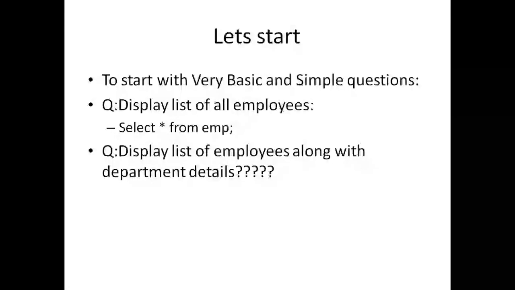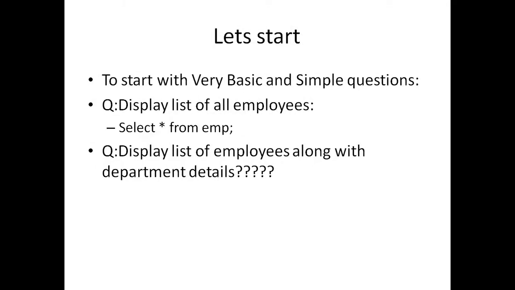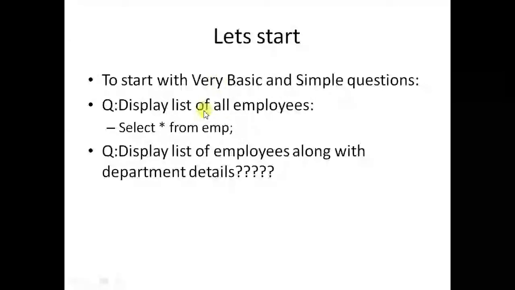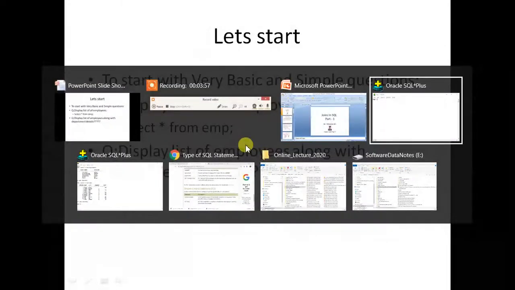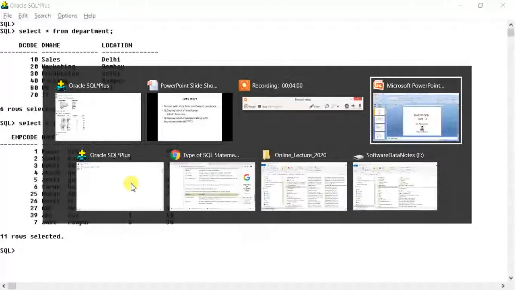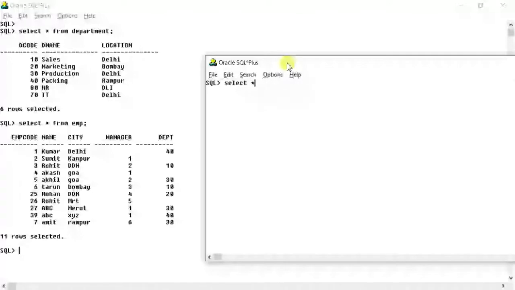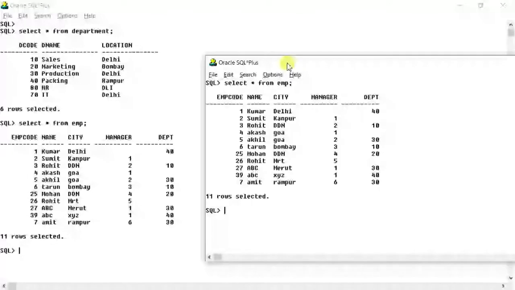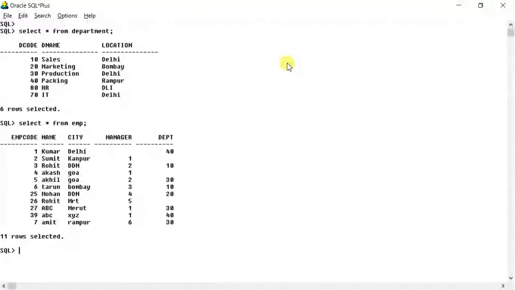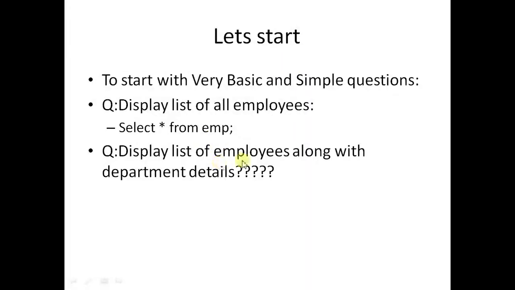Finally, these two tables. Now let us start from a very basic question. The question is, display the list of all employees. Now it is a very easy question. What I will type is select star from EMP. It has shown me. Now the next question comes: display the list of employees along with their department details.